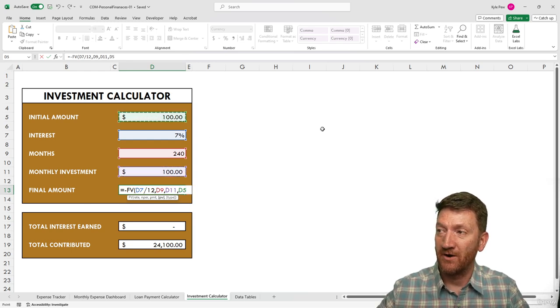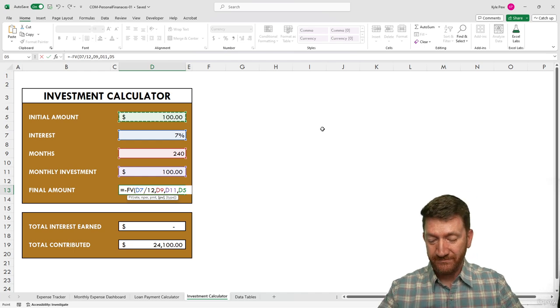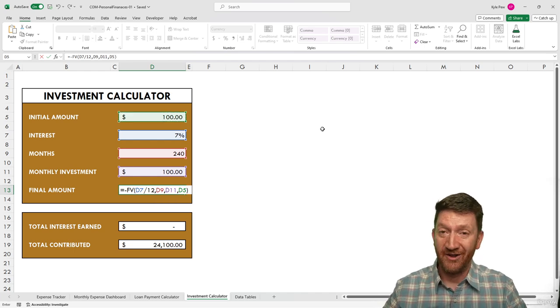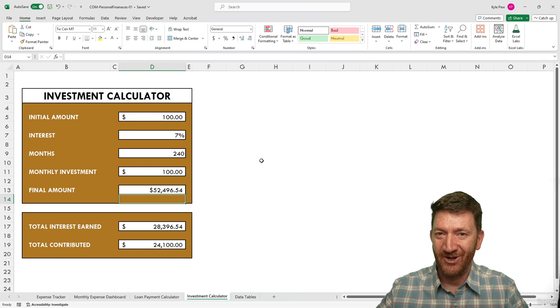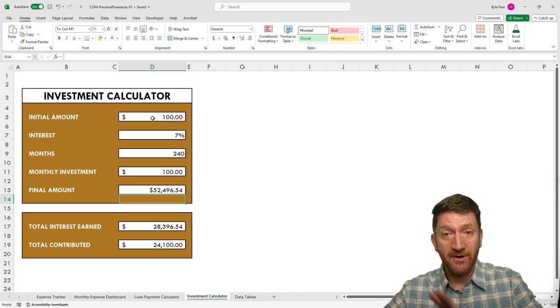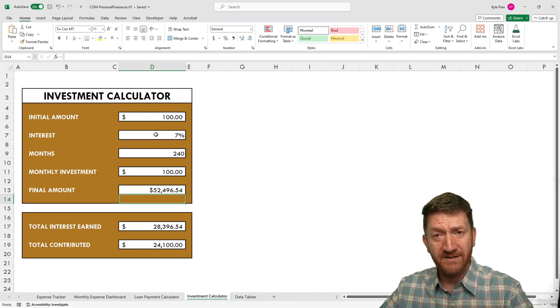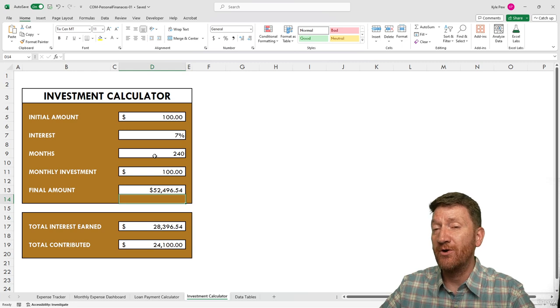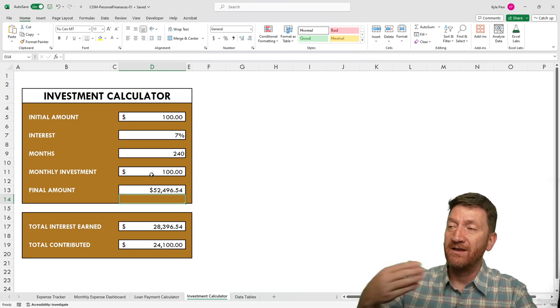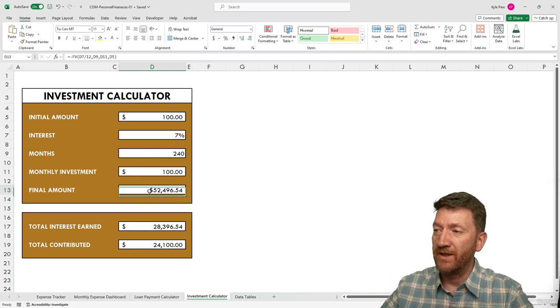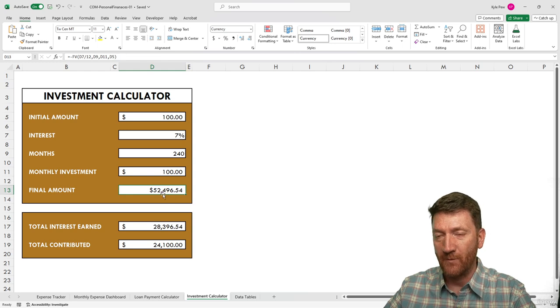In this case, we start out with $100. I'm going to close that parentheses. I'll hit my enter key, and there we go. So starting out with $100 at an expected 7% return for the next 240 months, if I continue to add $100 every month, we will end up with $52,496 at the end of that 20 years.